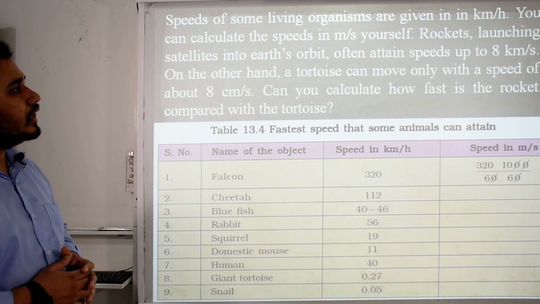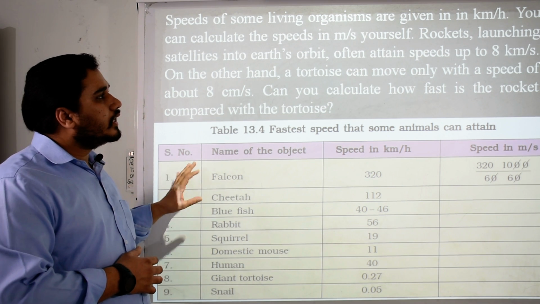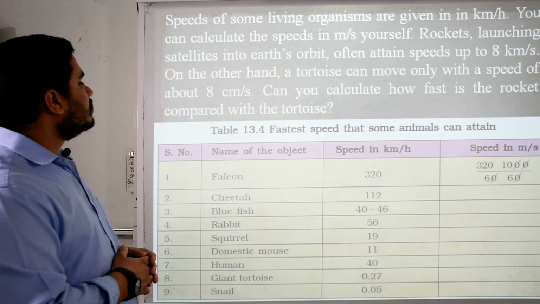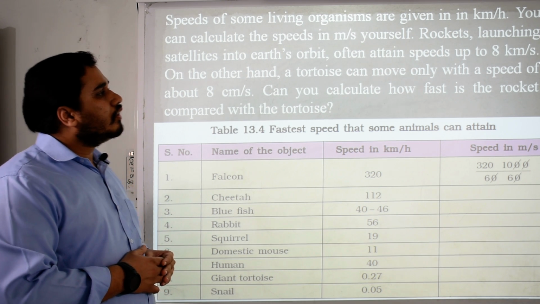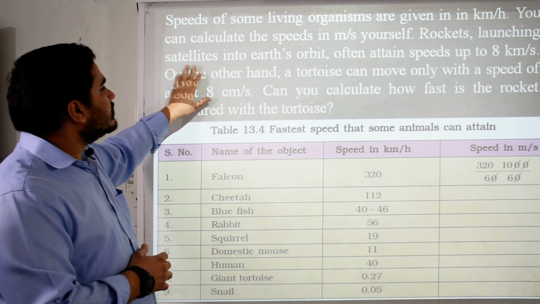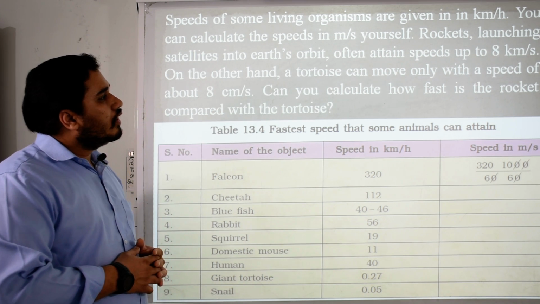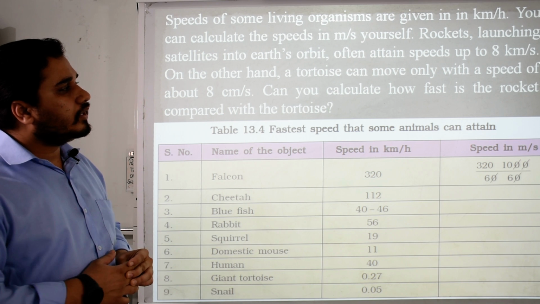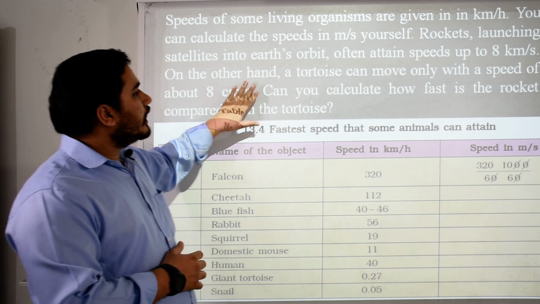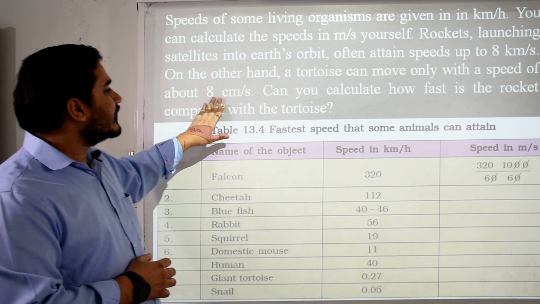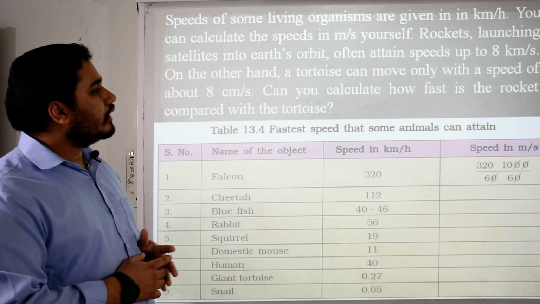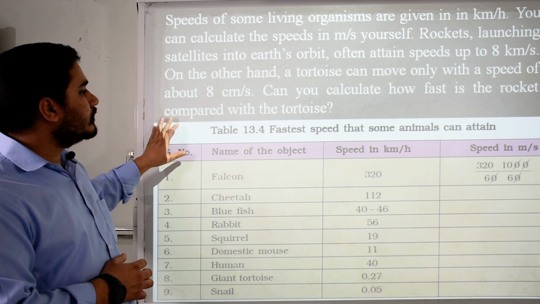Speeds of some living organisms are shown in this picture. They are in kilometers per hour. You can calculate the speeds in meter per second also by yourself. Rockets launching satellites into Earth orbits often attain a speed of up to 8 km per second. On the other hand, a tortoise can move only with a speed of about 8 centimeters per second. Can you calculate how fast the rocket is compared with the tortoise?